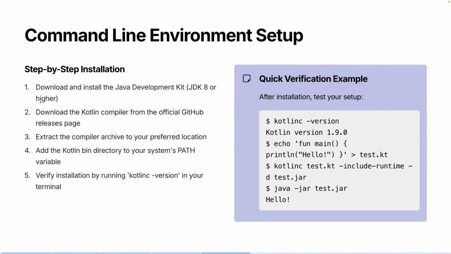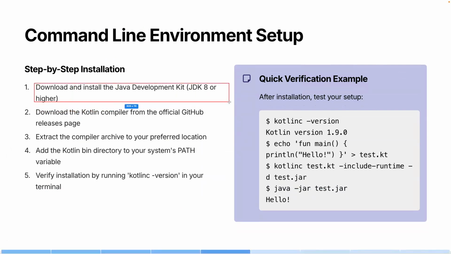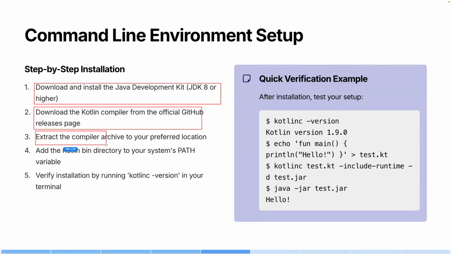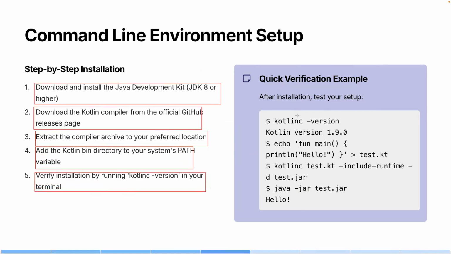Command line environment setup. What you have to do is go and download the JDK, or a higher version, for your respective operating system, and download the Kotlin compiler from the official GitHub release page. Extract that compiler archive into a preferred location. Then add the Kotlin bin directory to your system path variable and verify whether it is installed using kotlinc -version. When you run this command, you should see which version of Kotlin you have installed.